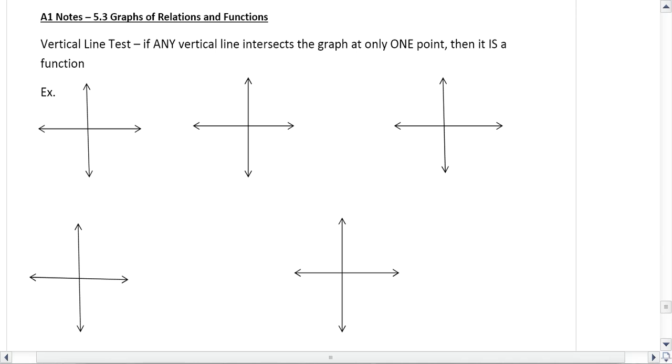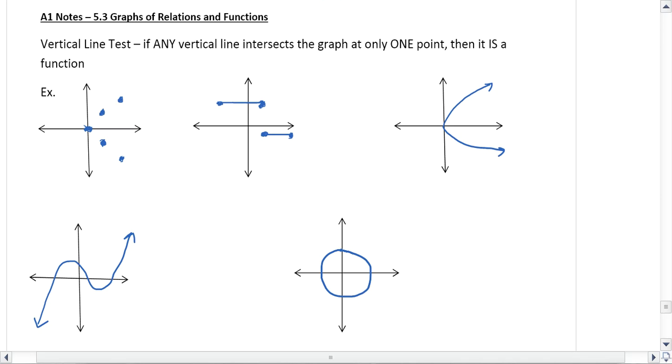This video is for Algebra 1, Chapter 5, Section 3, Graphs of Relations and Functions. This section is a continuation of what we learned yesterday when we said that each x can only have one y. And we did that with lists of relations when they were given to you in ordered pairs. Today we're going to look at the graphs of those relations and see if we can tell if it's a function or not by looking at the graphs.